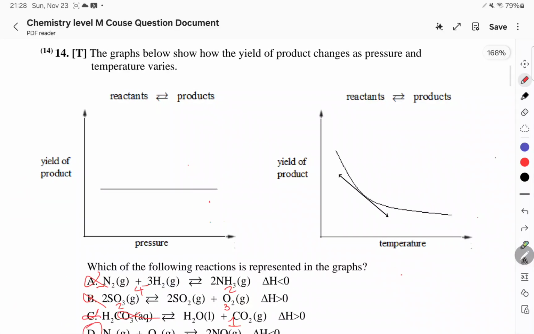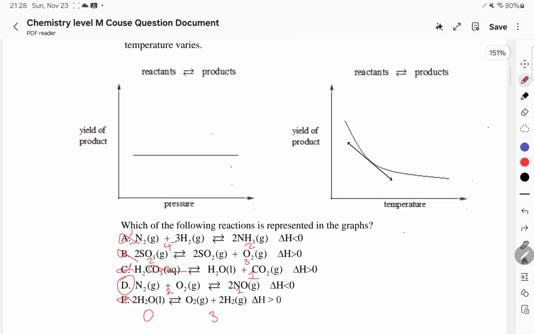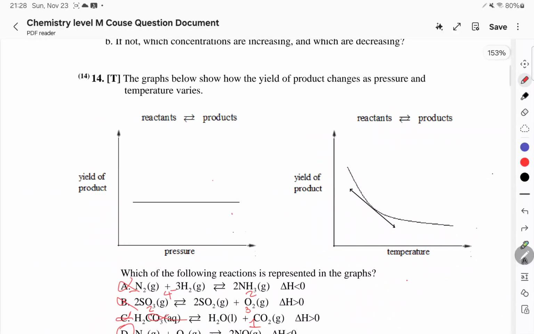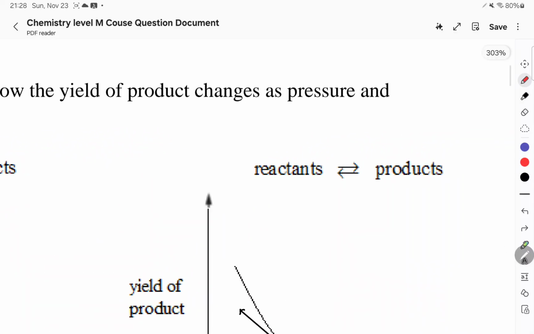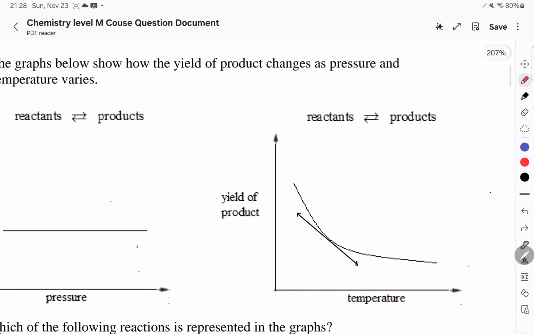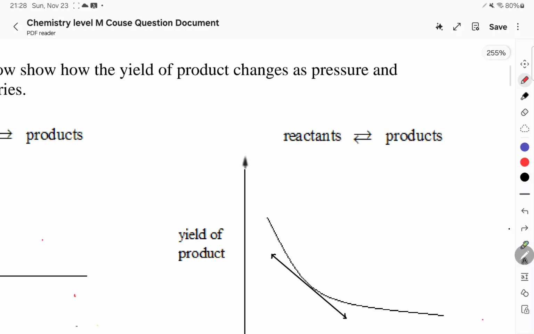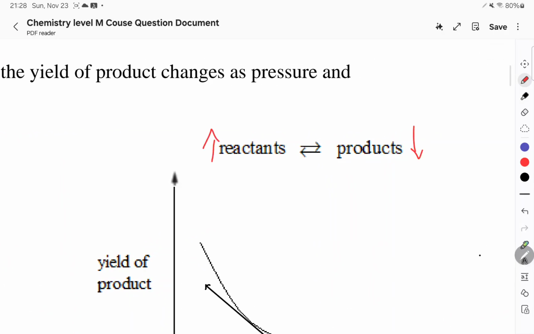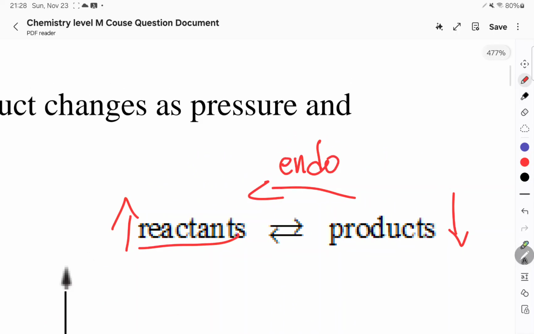In this graph here, it shows that when the temperature increases, the yielded product decreases. Now we should understand that when the temperature increases, the flow of the concentration goes in the endothermic direction. To know if it's going in the endothermic direction, you have to understand that the product here decreases and here increases. When the reactants increase, that means it's going from right to left, which means the backward reaction is endo.